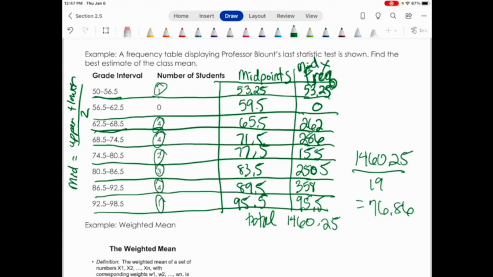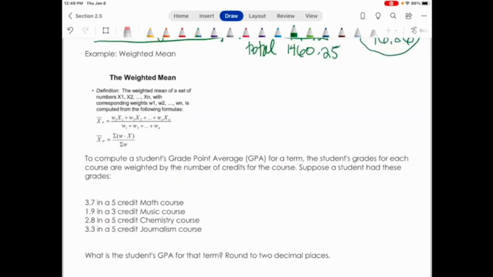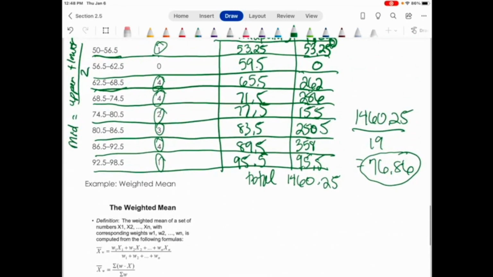76.86. So we use the midpoints of these intervals to estimate the scores in each interval. And then we just took the average as we normally would. So keep in mind, again, this is just an estimate since we don't know the exact values that are on these intervals. Okay, last example is about the weighted mean, which is very similar to what we just did.